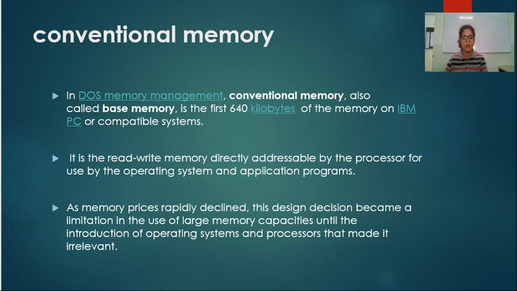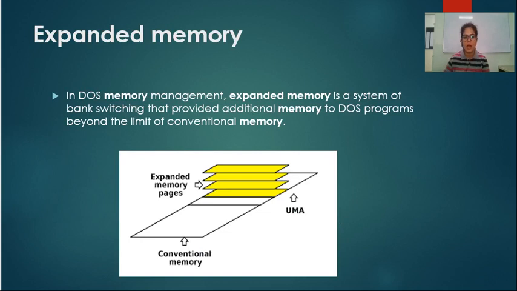Once modern devices were developed and systems were developed with different types of memory, that memory was considered an irrelevant part of the memory. So the next category was expanded memory. As the word says, expanded means how we can expand the memory. In DOS operating system memory management, expanded memory is a system of bank switching that provided additional memory to DOS programs beyond the limit of conventional memory. So if we have less memory, we can extend that memory by using this type of memory, expanded memory.